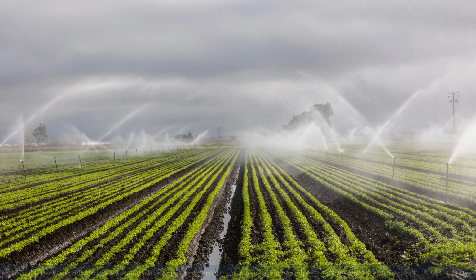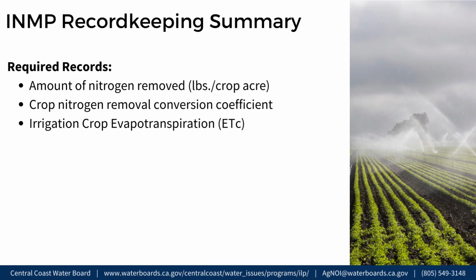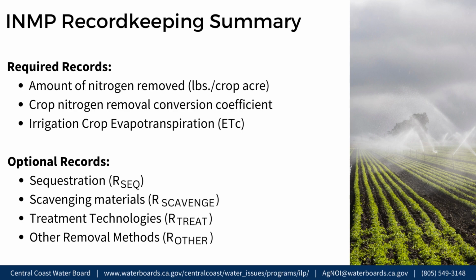INMP Record-Keeping Summary. INMP records required for nitrogen removed and irrigation management reporting include the amount of nitrogen removed from the field through the harvest of crop material for each specific crop in pounds per crop acre, crop nitrogen removal conversion coefficient for each specific crop, and the irrigation crop evapotranspiration for each crop that is grown. Growers can keep optional records for sequestration or RSEC, scavenging materials, Scavenge, treatment technologies, R-treat, and other removal methods that haven't been developed yet, R-other.